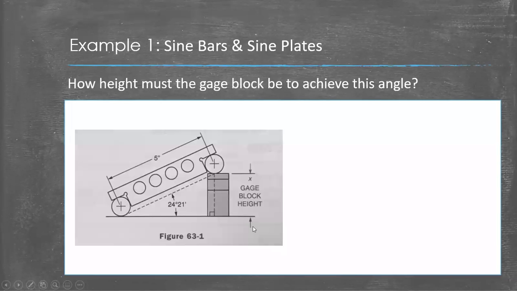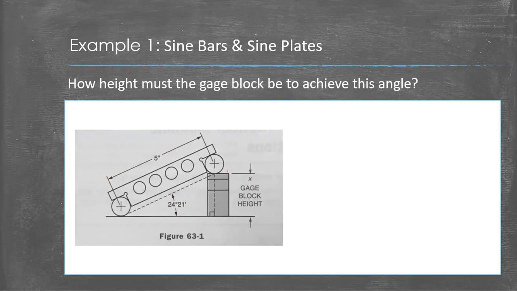So the first example we're going to look at uses a sine bar or a sine plate. Here we have a 5-inch long bar. It has an included angle. It's set up so that it has an angle of 24 degrees, 21 minutes. We want to figure out, in order to achieve that, what height of gauge blocks we are going to have to include.